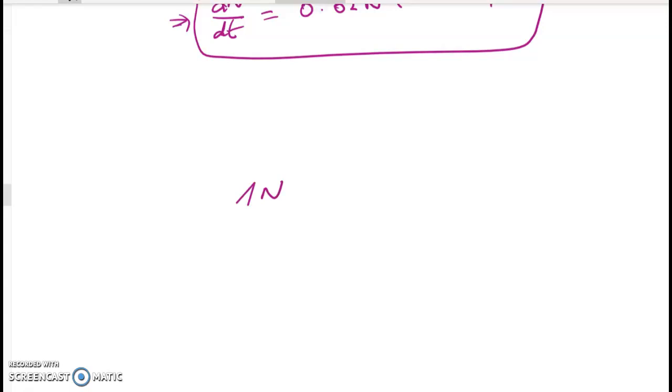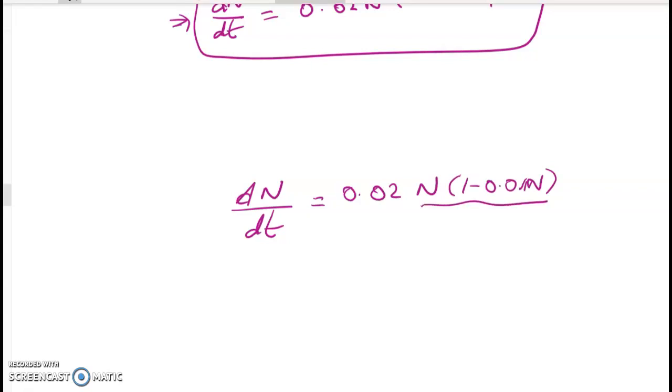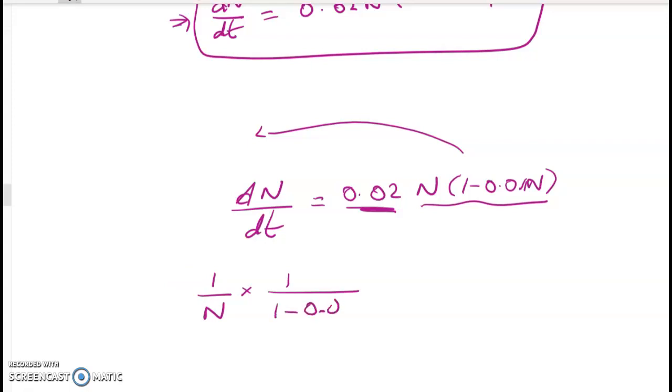So we'll start with this, and we're looking in there for anything that's got a t in it and all the stuff that's got n's in it. So this is my n stuff. This is going to come over to this side. I'm going to leave this here. That gives me 1 over n times 1 over 1 minus 0.01 n dn is equal to 0.02 dt.